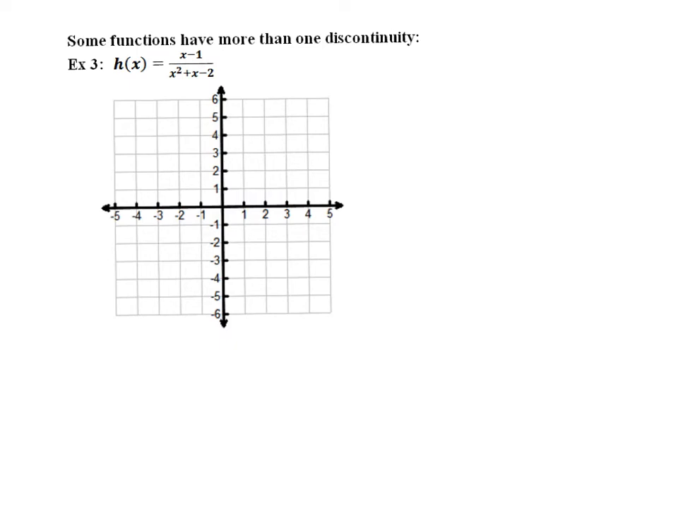In example number 3, we can see that there are some functions that are going to have more than one discontinuity. So in example number 3, we have h of x is equal to (x - 1) over (x squared + x - 2). So I'm always going to start by making my denominator equal to 0 and find out where I'm going to have the function be undefined.